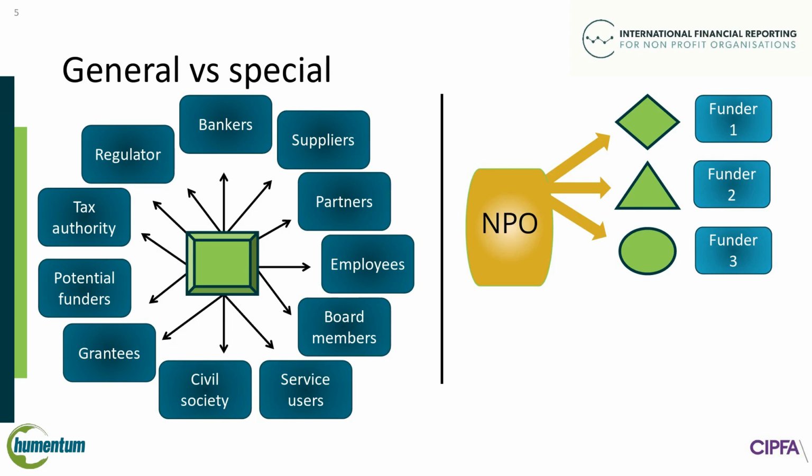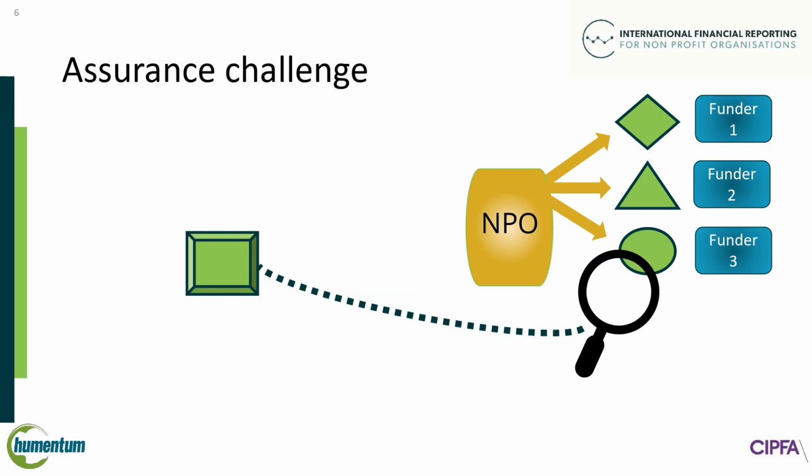General purpose financial reports are therefore different to special purpose financial reports. The link between special purpose and audited general purpose reports is not always clear, even if they have been prepared from the same accounting system. Users often can't see how they reconcile or cross-refer to each other. This creates an assurance challenge.